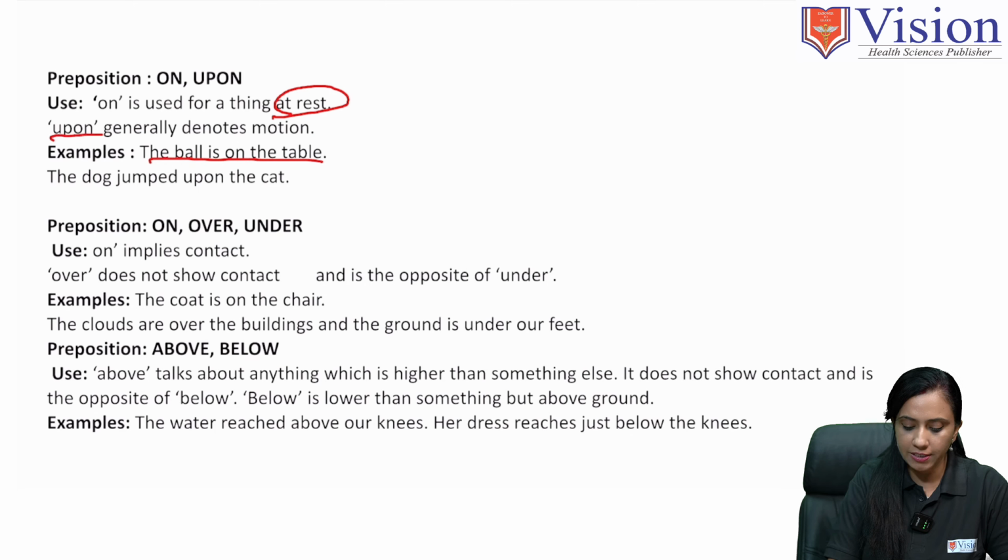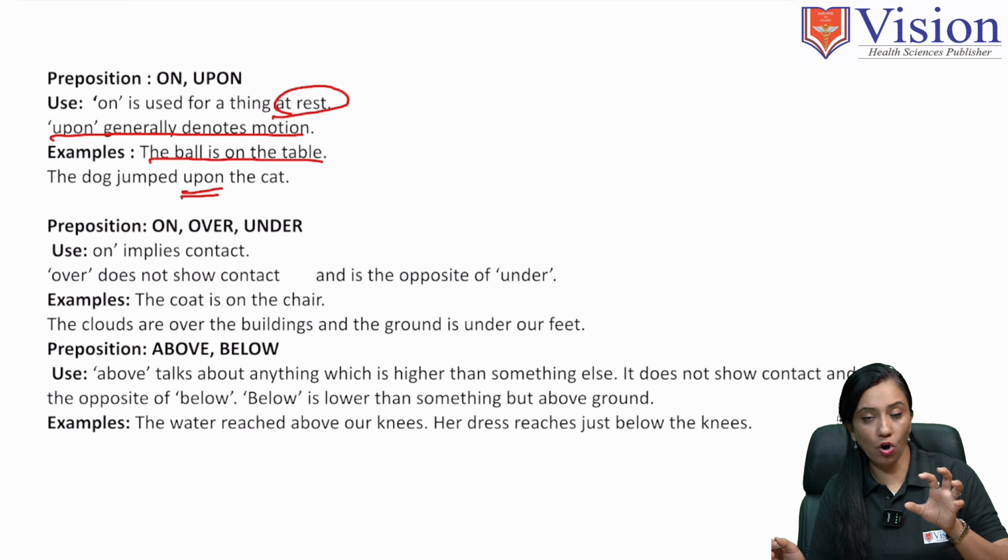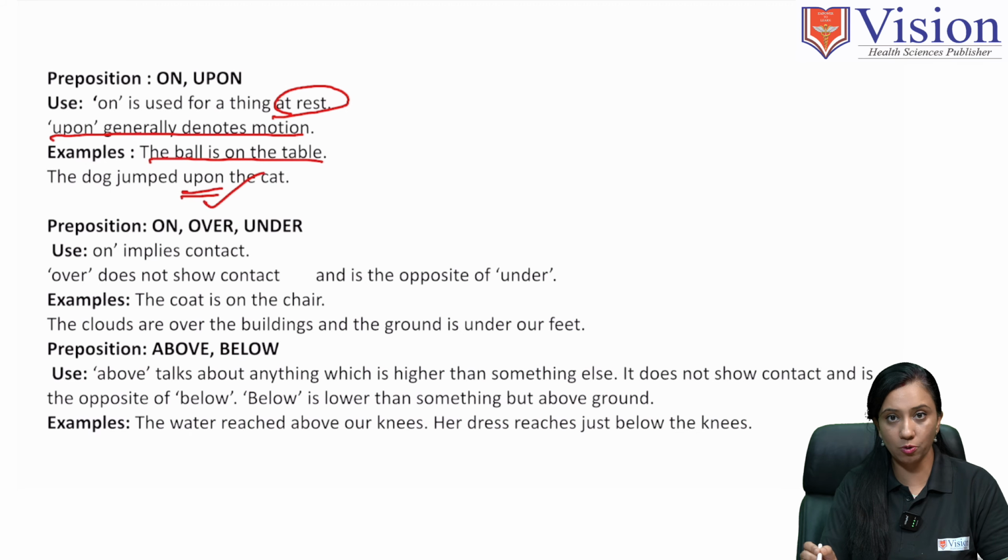Whereas upon generally denotes motion. When we say the dog jumped upon the cat, now the dog is jumping on the cat, but there is a movement. So that is why we are using the preposition upon. So please, we have to understand this so that we do not make these silly mistakes in the examinations.